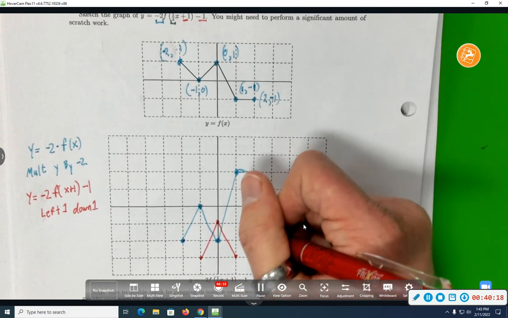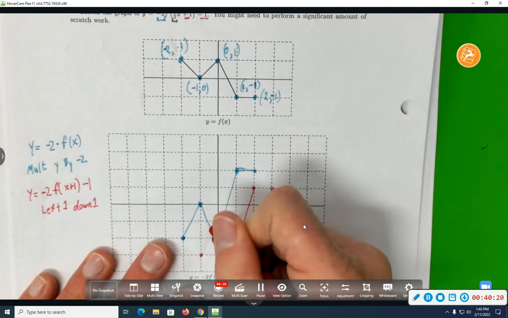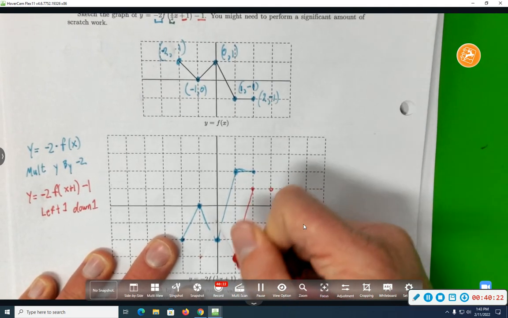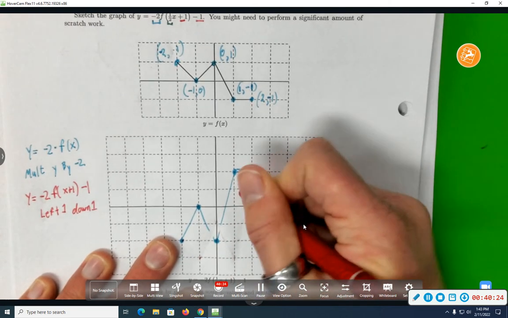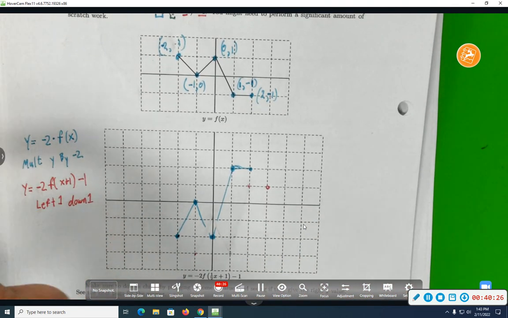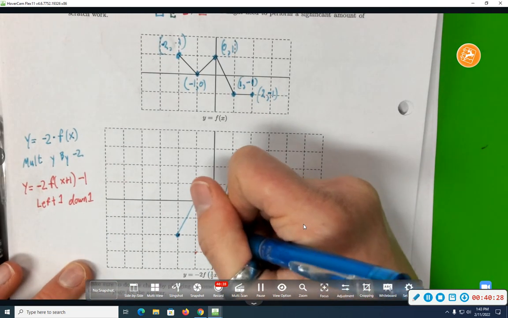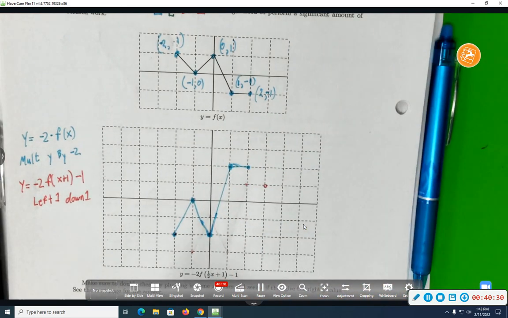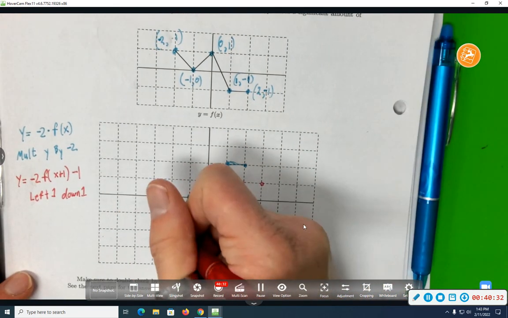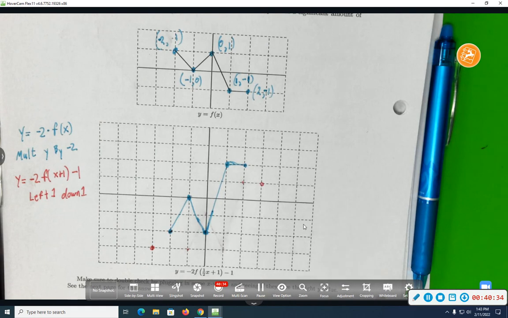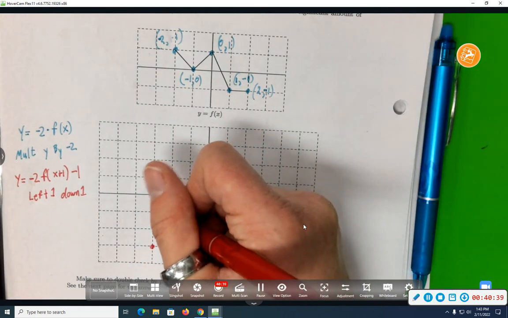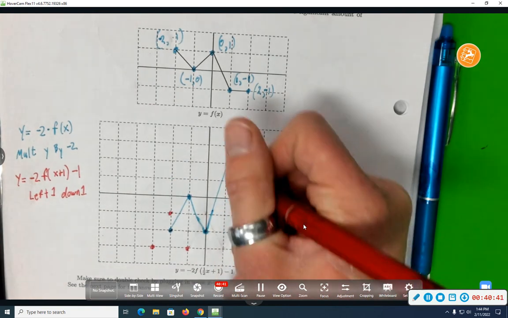I think you went right. Of course I did. All right. Now it's correctly gone left 1 and down 1, all right? Okay. Left 1, down 1. Left 1, down 1.